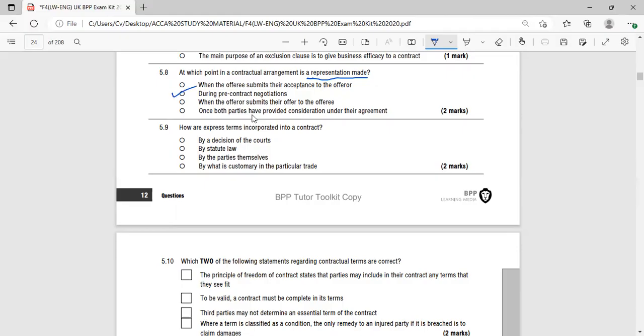How are express terms incorporated into a contract? By a decision of the courts, by statute law, by the parties themselves, by what is customary in the particular trade. Express terms are expressly agreed by the parties. The other options are examples of how terms are implied into the contract.